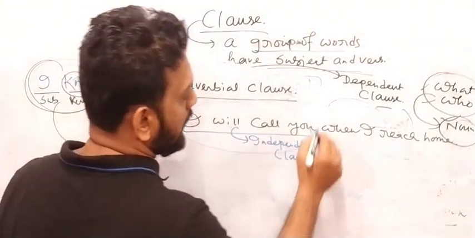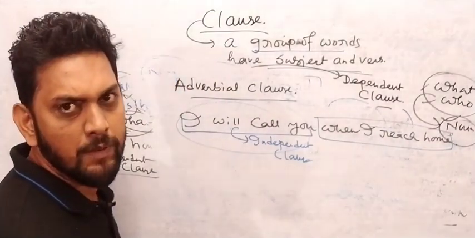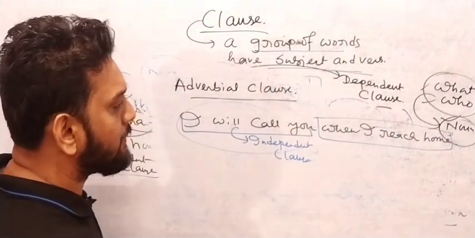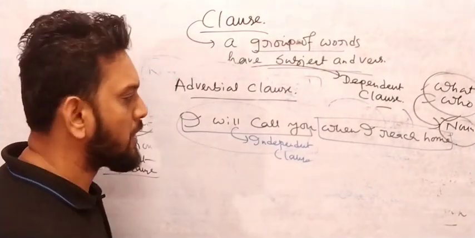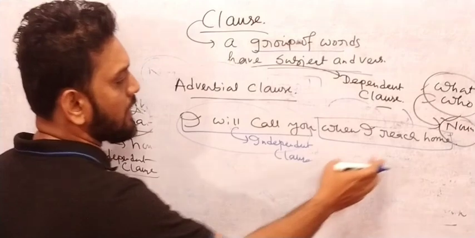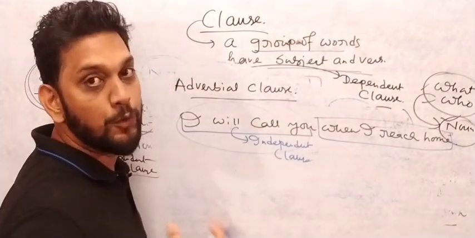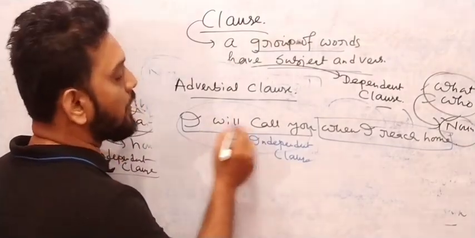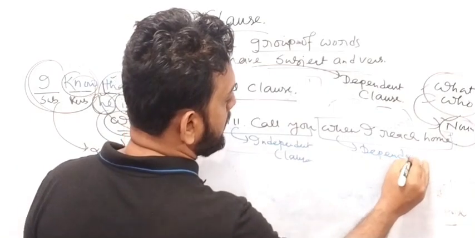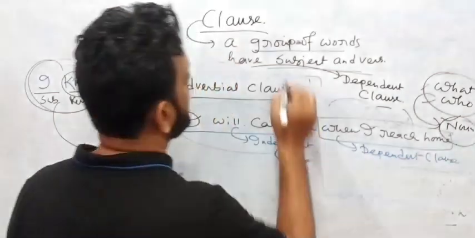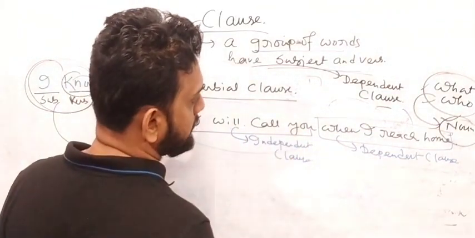"When I reach home": does this clause give you the complete information, the complete expression? No, my friend. This clause doesn't give you any complete expression. When I reach home, then what? So I will call you when I reach home. That would be a dependent clause. An adverb clause also will be a dependent clause. Remember it.